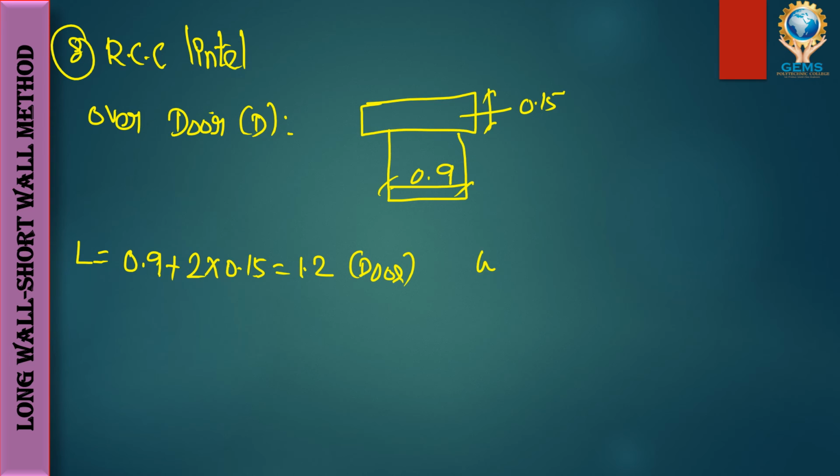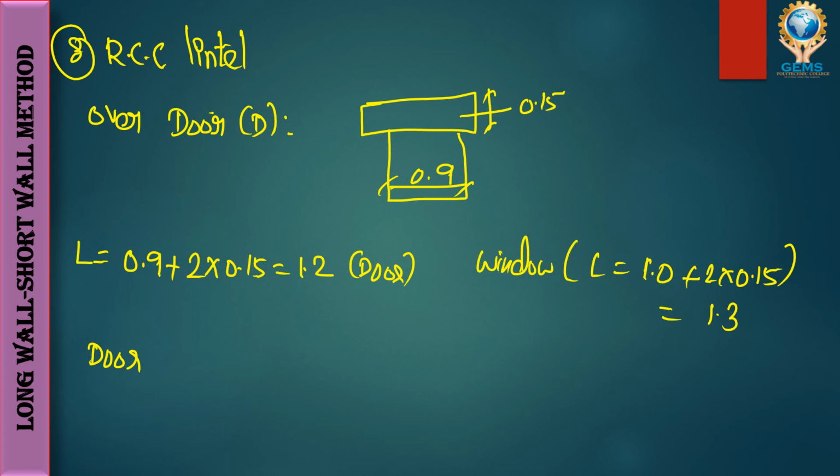Then for the window, it is the same thing. Length equals the window's length, which is 1, so 1 plus 2 into 0.15, so the length we get is 1.3. So we calculate for the door and the window.